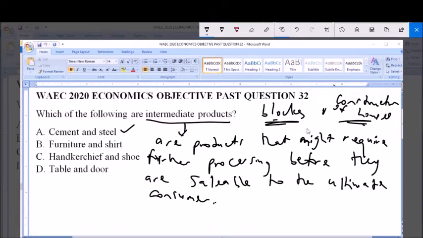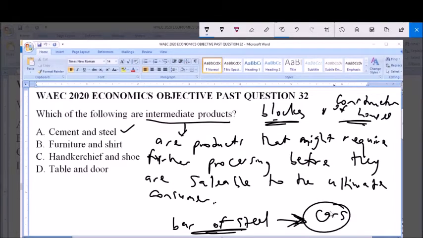Likewise, a normal bar of steel may not be useful to every other consumer, but once it is processed into, let's say, forms that may be useful to man, let's say used in the construction of cars, so that car now is sellable to an ultimate consumer. So option A, cement and steel, is the correct answer to this question, as cement and steel are intermediate products.